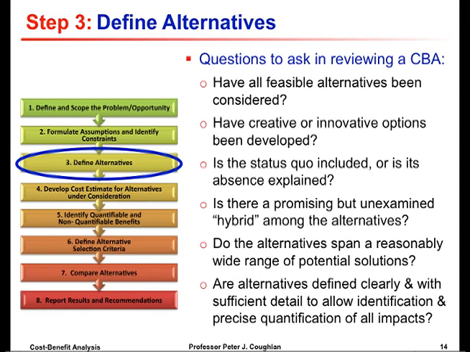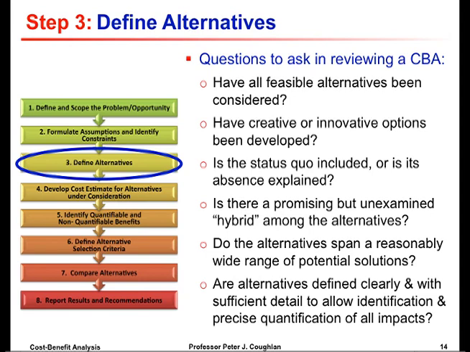Is the status quo analyzed? Is it included, or is there some reason for its absence, right? Is there a promising but unexamined hybrid among the alternatives? Can you see ways to combine two things? This alternative is good and this one is good too, but they each have disadvantages. Is there a possible hybrid among them?